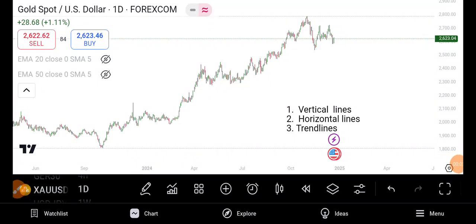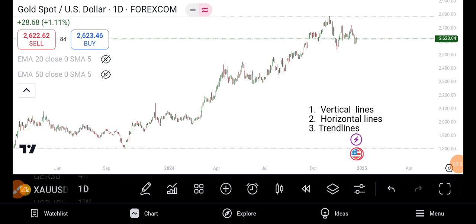All right. So, what we will be focusing on is vertical lines, horizontal lines, and trend lines, right? So, let's start with vertical lines. The reason why we use these tools is so we could identify sensitive areas or significant areas, right? These lines are just helping us to look for important areas in the market. So let's start with vertical lines.